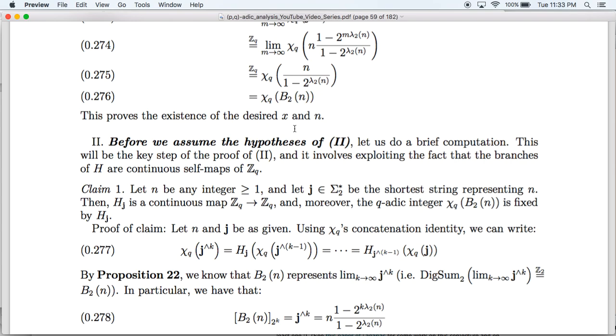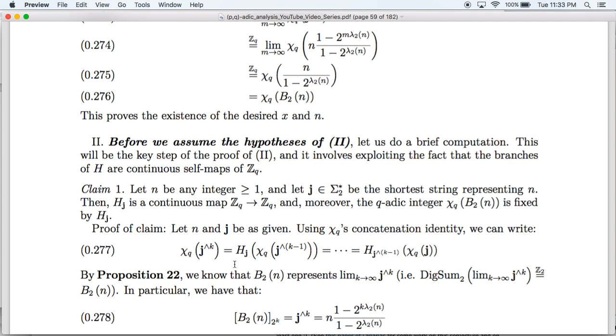Let's just do a brief computation. This will be the key step in our proof of part 2, and it involves exploiting the fact, as I mentioned before, that the branches of H are continuous self-maps of Z_q. Not Z_2, Z_q. So the claim here is this. Let n be any integer greater than or equal to 1, and let bold J be the shortest string representing n. Then H_bold J is a continuous map on the q-adics, and moreover, this q-adic integer is fixed by H_bold J. So let's let n and bold J be given.